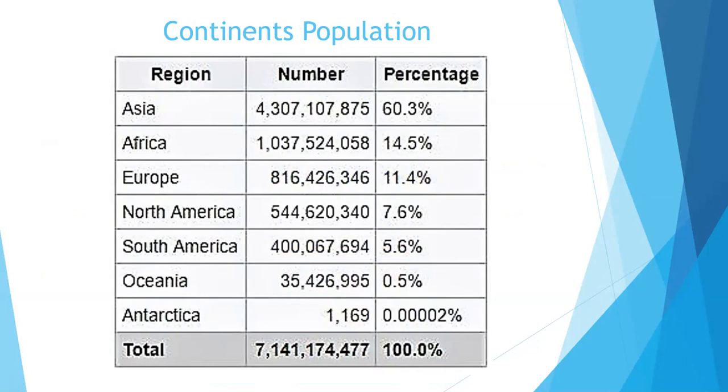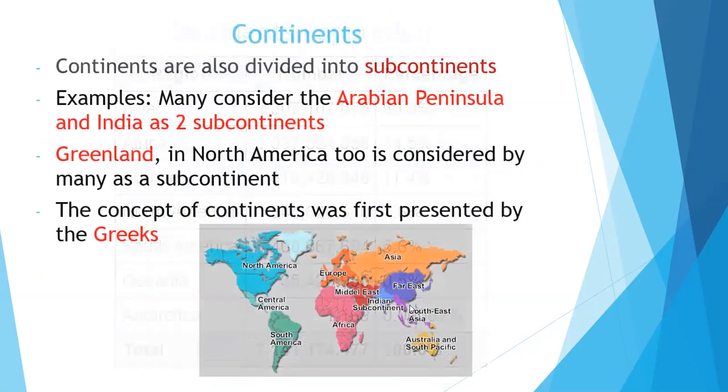And the total population of the world is 7,141,174,477. And that makes up the 100%. So that's the population. Now, this is an interesting fact: continents are also divided into subcontinents. Continents are also divided up into subcontinents.